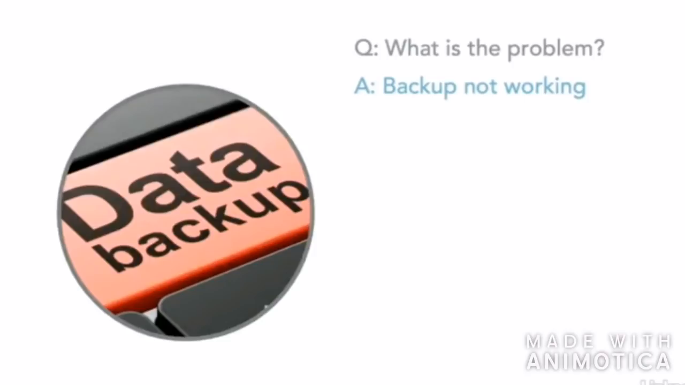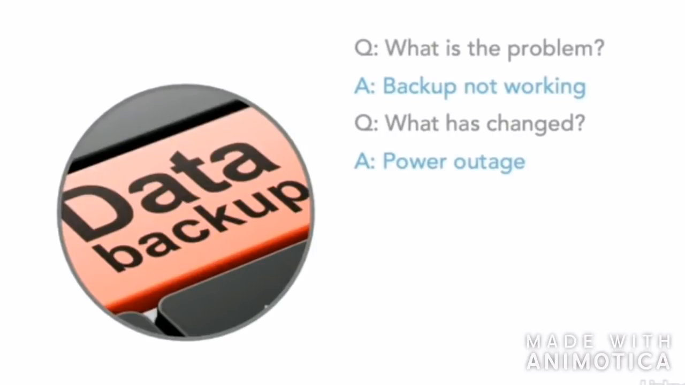As an example, my PC's backup program stopped working. It wouldn't function and I couldn't get it to start. Then I recalled that there was a power outage the night before. That interruption was probably enough to disrupt the backup's regular schedule. The change affected the system.